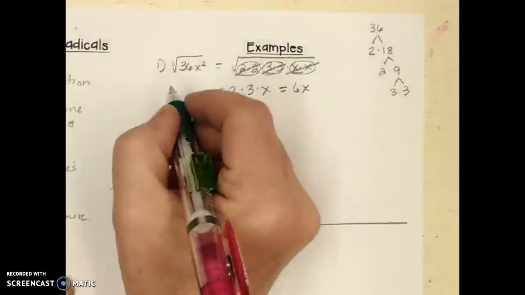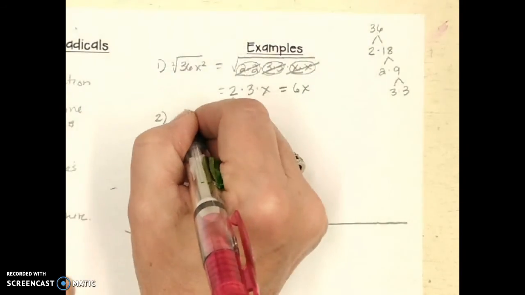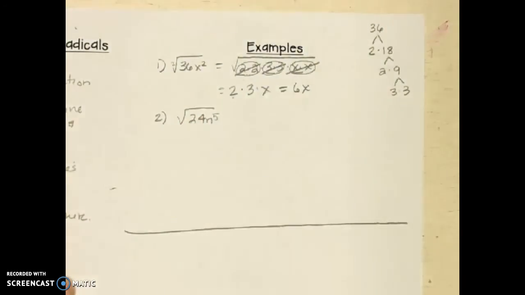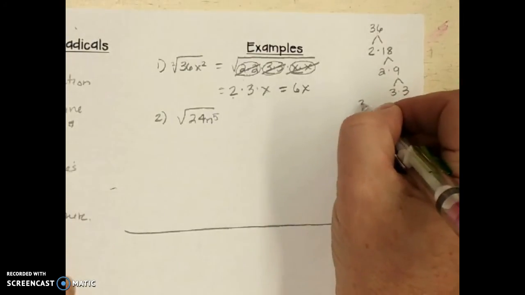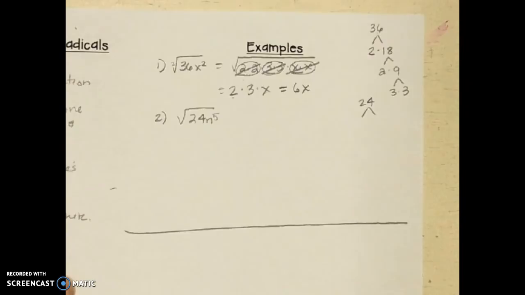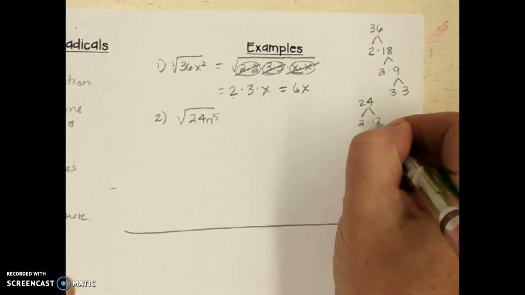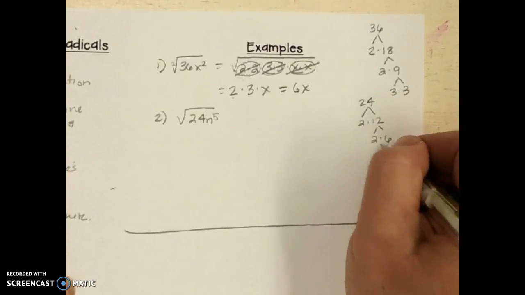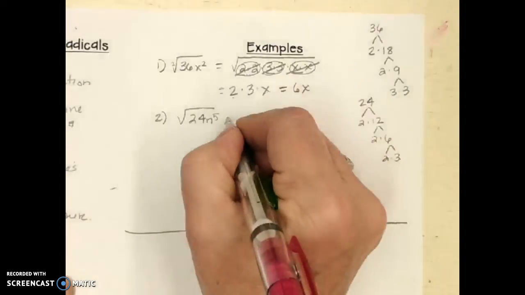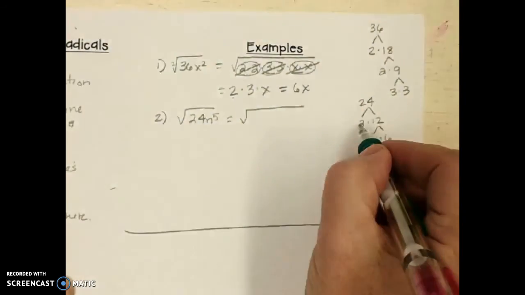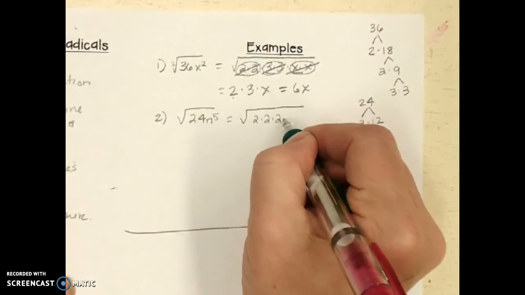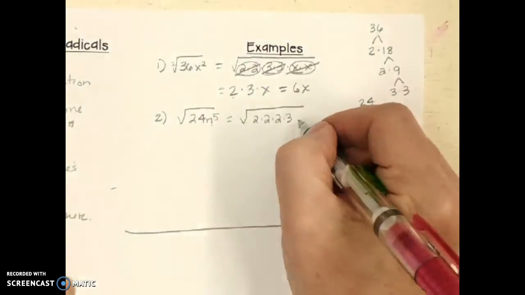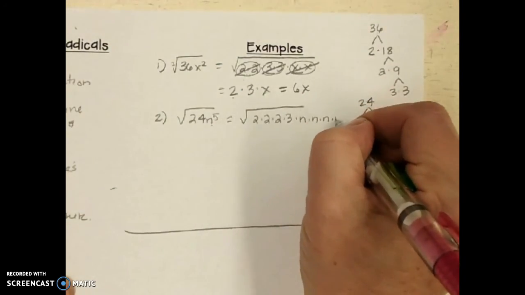Okay, so now let's do another. I've got the square root of 24 n to the 5th. So I'm going to take 24, come over here and do a little bit of scratch work, get my prime factorization. 24 is 2 times 12, and then that's 2 times 6, and then that's 2 times 3, and I'm left with all prime numbers. So now I'm going to rewrite this as 2 times 2 times 2 times 3. So 3 2's and a 3, and then I'm going to break down the n. 1, 2, 3, 4, 5.